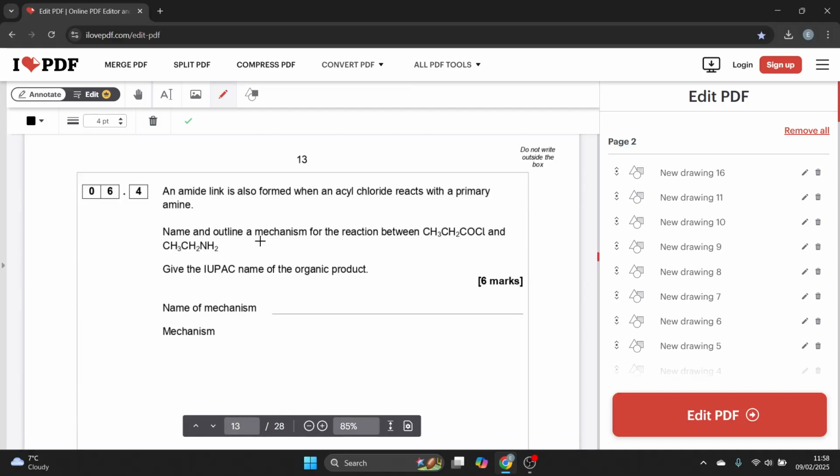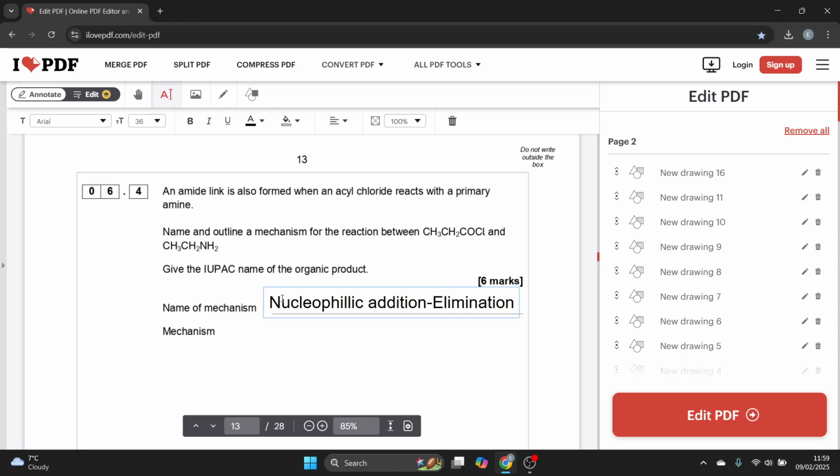An amide link is also formed when acyl chloride reacts with a primary amine. Name and outline the mechanism for the reaction between propanoyl chloride and a primary amine. So it's obviously going to be nucleophilic addition-elimination. If you don't know the name of the mechanism, I don't know how far you're going to get in this question.